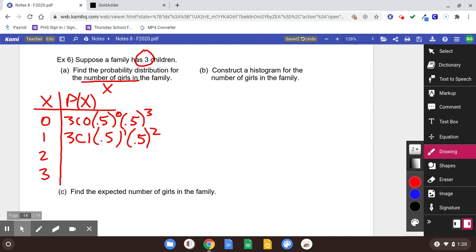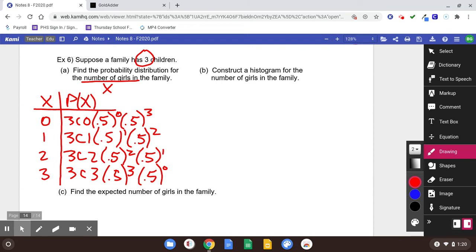One girl and 2 not girls. 2 girls and 1 not girl. 3 and 0. So when we multiply that out, we get 0.125, 0.375, 0.375, and 0.125. Exactly. There's no rounding here.